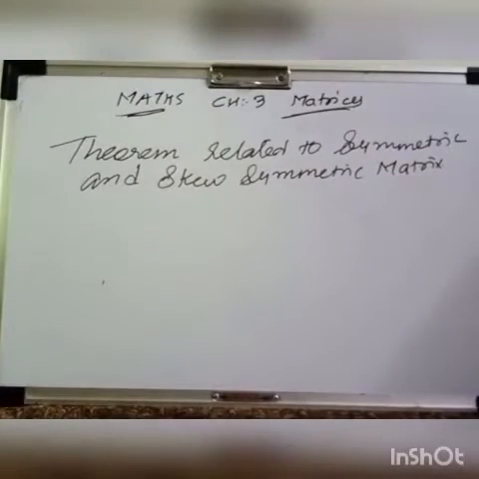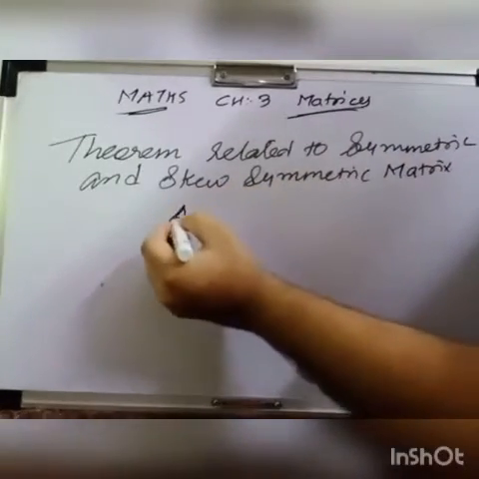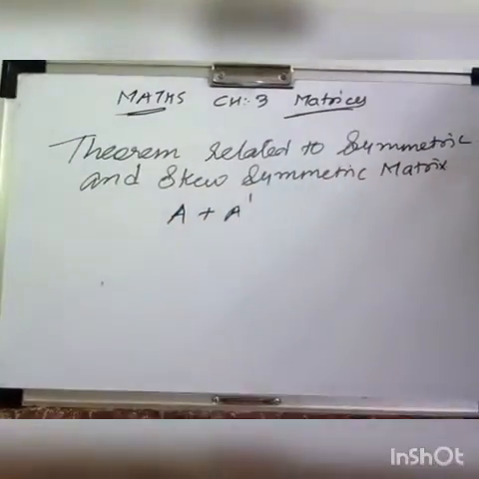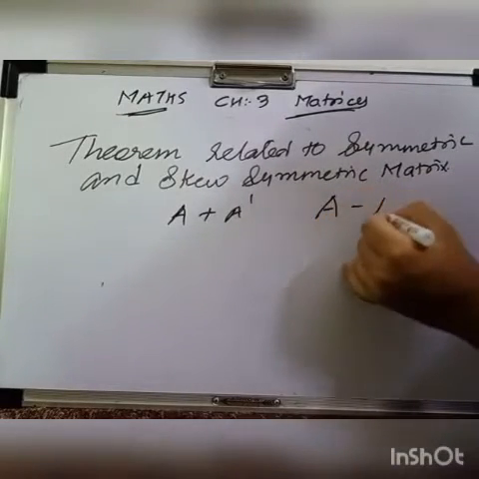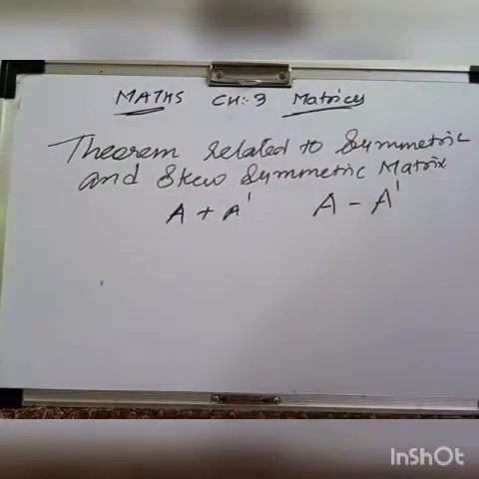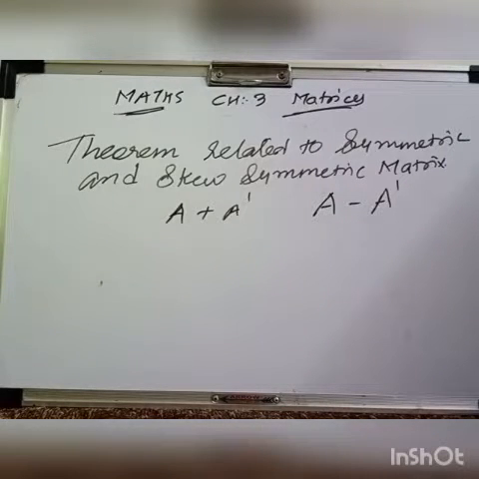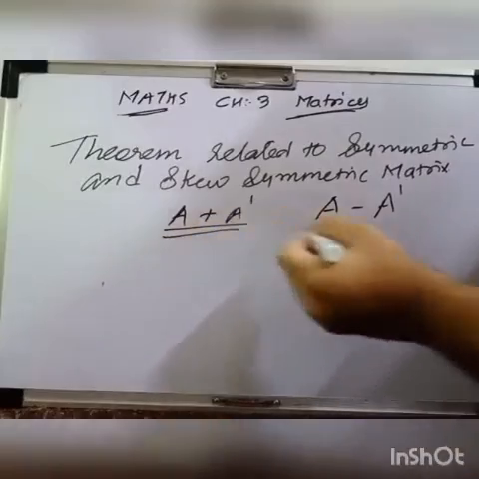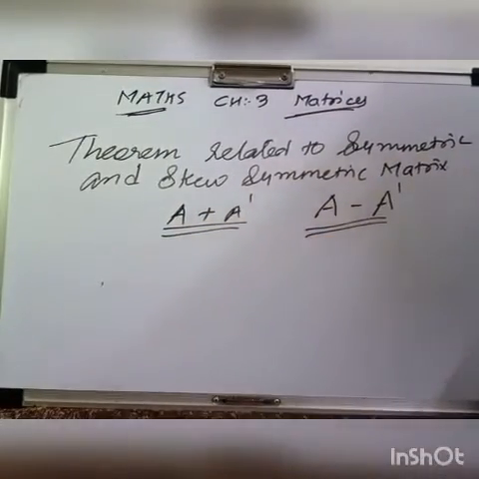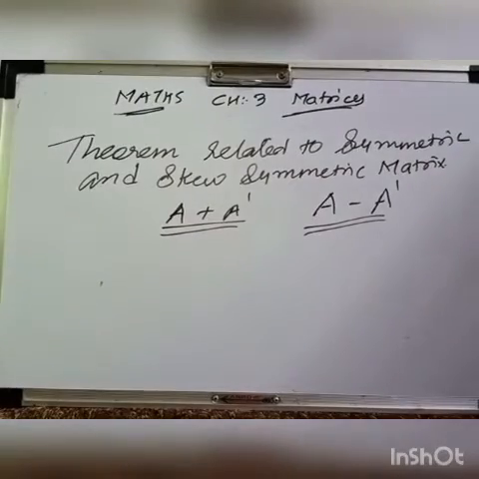Let's try to understand the theorems related to symmetric matrix and skew symmetric matrix. The theorem says if I add any random square matrix with its transpose, then the answer obtained is always a symmetric matrix, and if I subtract the transpose of that matrix from the original matrix, then the matrix obtained is always a skew symmetric matrix, right? So always remember that A plus A transpose will always give a symmetric matrix, and A minus A transpose will always give you a skew symmetric matrix.